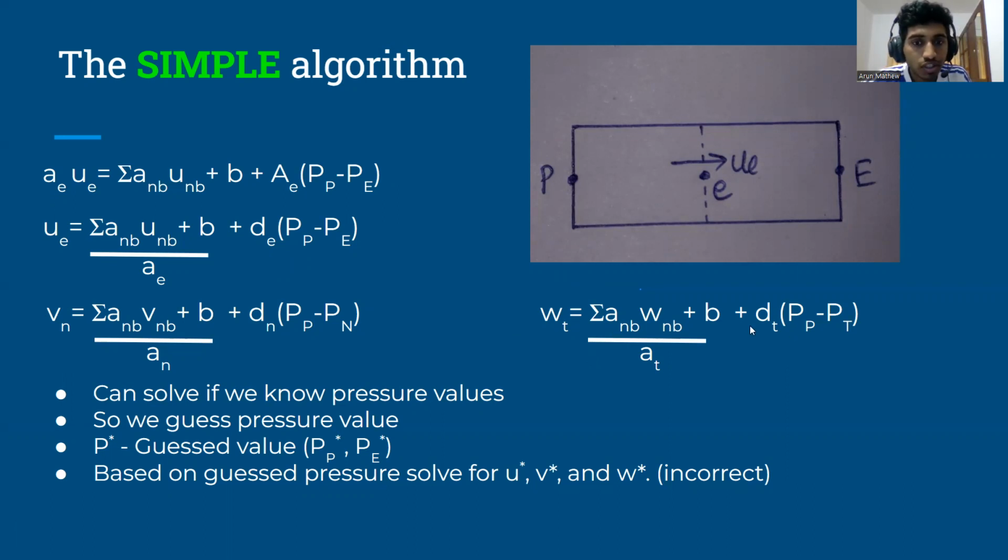So these equations can be solved if we know the value of pressure at nodes. Since we don't know the value of pressure and it is an iterative environment, we will actually guess the value of pressure. So p star will be the guessed value of pressure. So we will have pP star and pE star. Based on the guessed value of pressure, we will solve for the velocity fields in the x, y, and z direction.